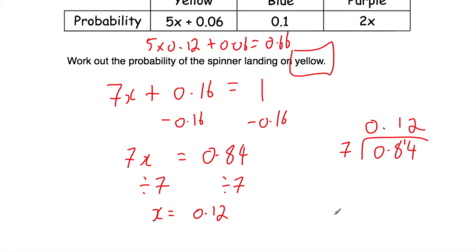So that means the probability if it landed on yellow would be 0.66. Just timesing the 0.12 by 5, and adding 0.06. So that means the answer is 0.66, and that's it.